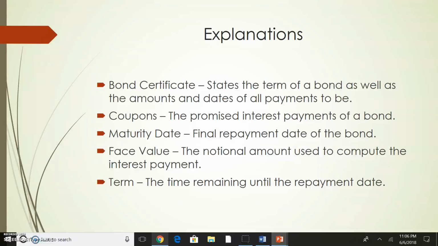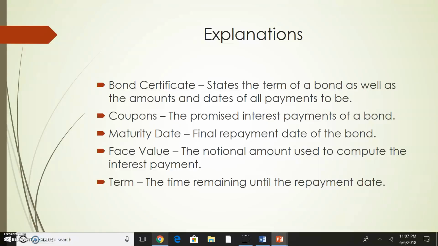Now, another part of a bond certificate is coupons. Now, not all bonds have coupons, but some do. And coupons are the promised interest payments of a bond. Bonds also have maturity dates. And the maturity date is the final repayment date of the bond.